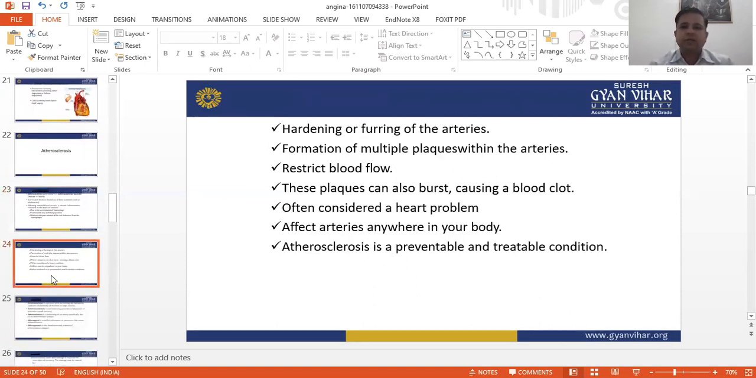Hardening or furring of the arteries, formation of multiple plaques within the arteries restrict blood flow. These plaques can also burst, causing a blood clot, often considered as a heart problem. It can affect arteries anywhere in your body. Atherosclerosis is a preventable and treatable condition.